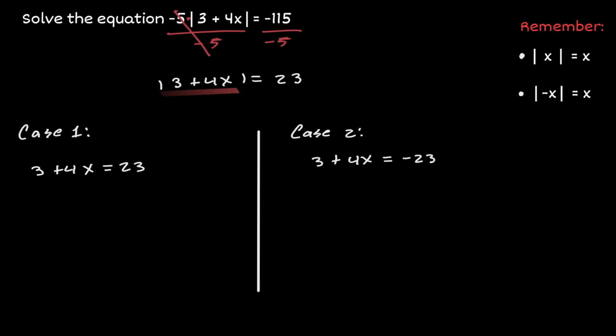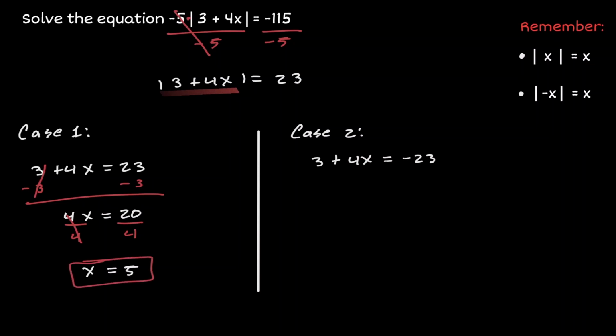Let's start by solving the equation in case number 1. Let's subtract 3 to both sides. That is going to give me 20. And now to solve for x, let's divide it by 4. So now we have our first solution. x is equivalent to 5.